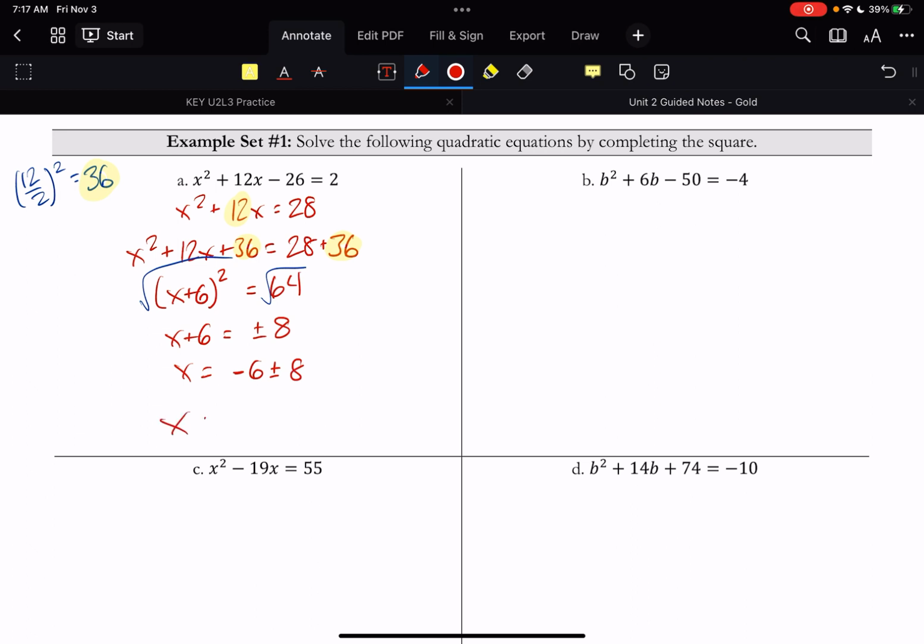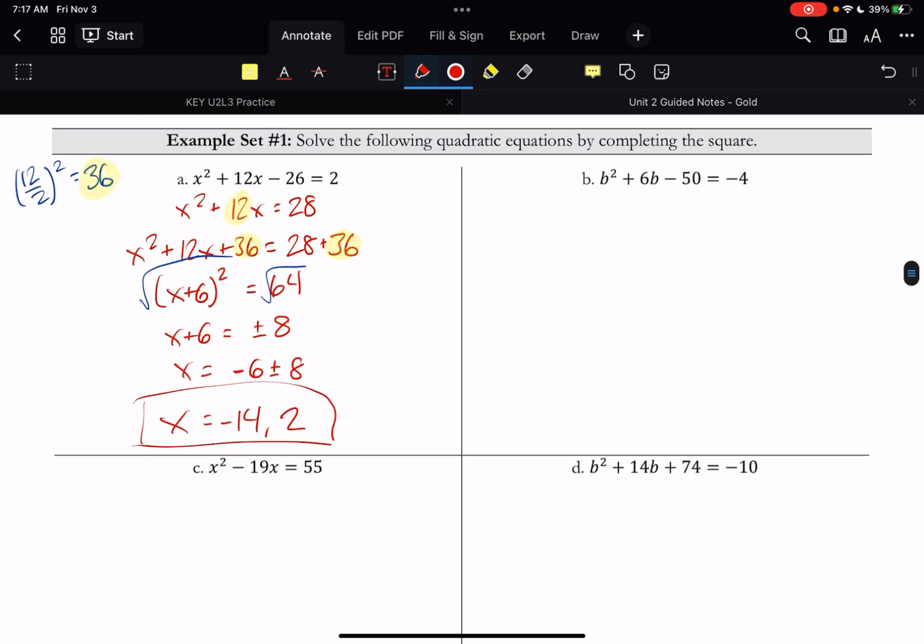And I can do that math pretty easy. Negative 6 minus 8 is negative 14. Negative 6 plus 8 is positive 2. So that would be those 2 solutions to that quadratic equation. If I go to b, exact same kind of thing. I want to get all those constants on one side. So I'm going to have b squared plus 6b equals 46 when I add 50 to both sides.